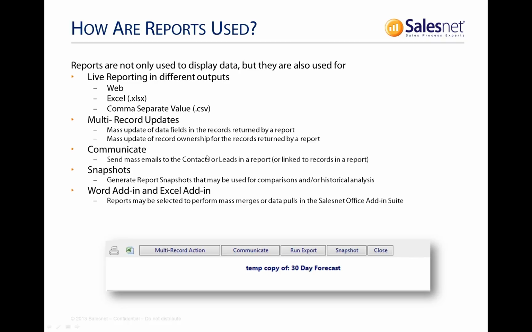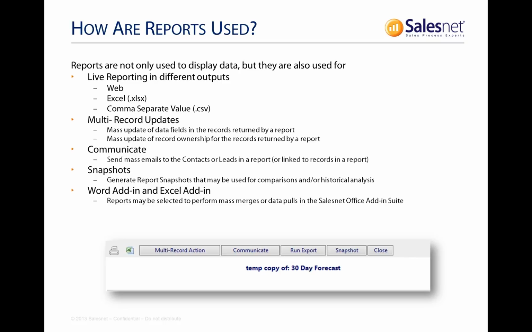We use the reports data to get to the correct set of contacts or leads for an email, so we can use that to launch into our communicate wizard. We use the report, obviously, to generate a snapshot. And then reports are also used from within our Word and Excel add-ins. So when you're trying to merge against a Word template, create a Word merge document, you can use reports to query out a set of data.